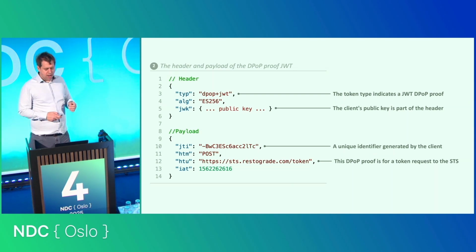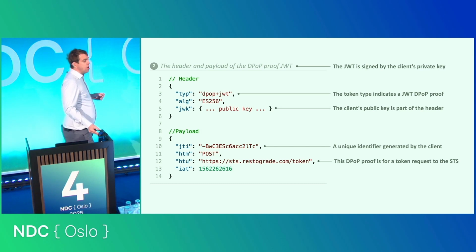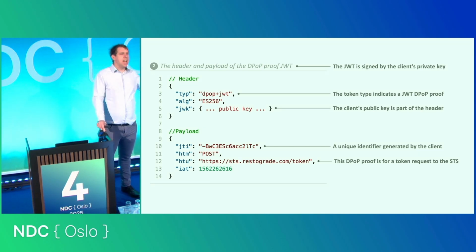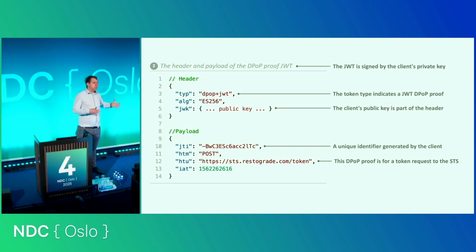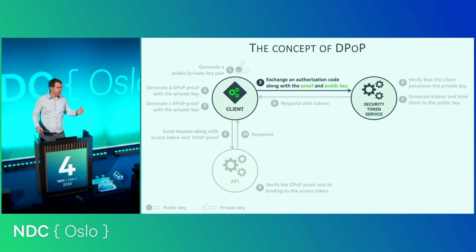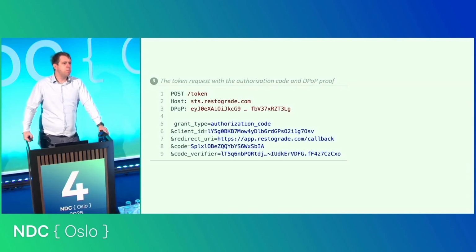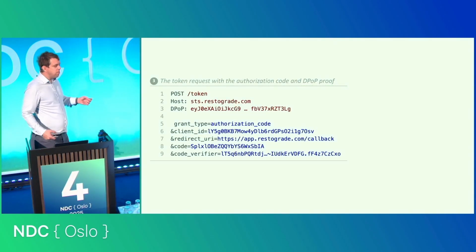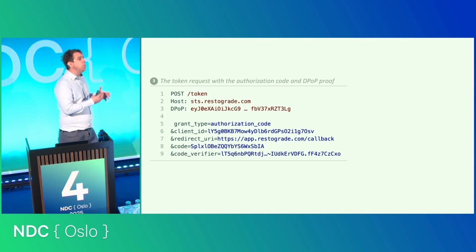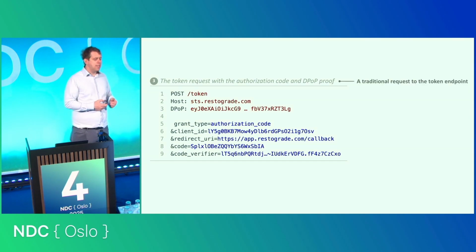And that is the proof that we include in step number 3. And this JOT is signed by the client's private key, and that will be verified by the STS. All right. How do we send it then in step number 3? Well, we include this in a new header called DPoP. So there's a new HTTP header, DPoP, which is designated to hold DPoP proofs. So that's how we get that proof to the STS in practice.